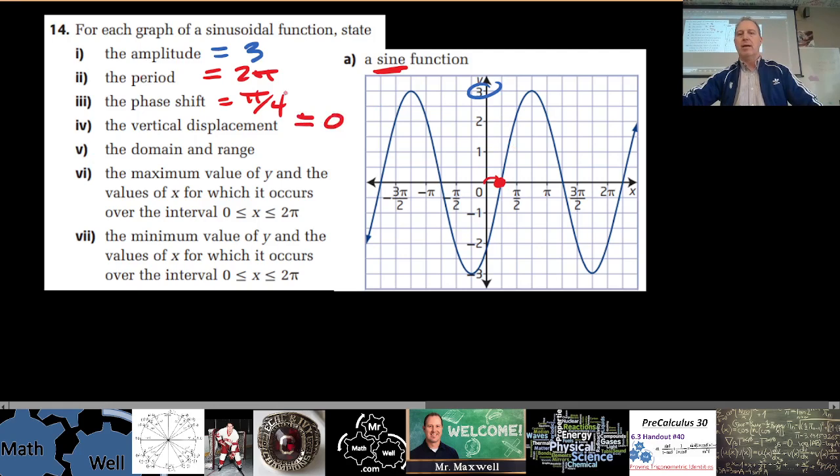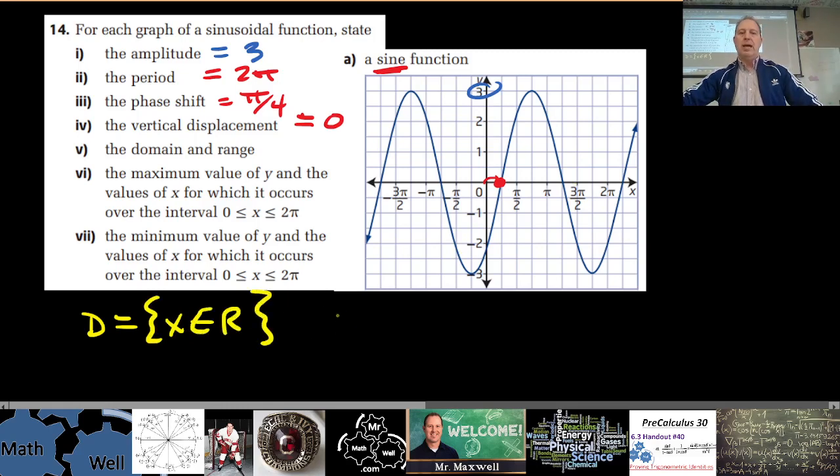Domain and range. We haven't talked much about domain, but I'll write it down here. Domain for a sine or cosine graph, there's no restrictions on the variable. There's no asymptotes, no gaps, no discontinuities. Every point is filled in on the graph, and it goes forever to the left and forever to the right. So it's just x is an element of all real numbers.